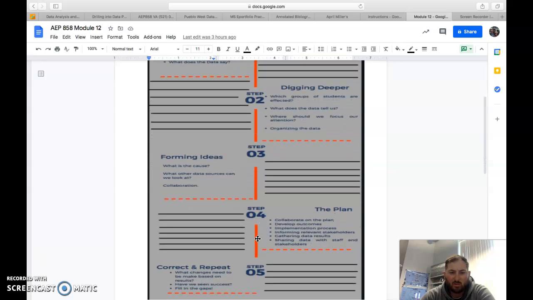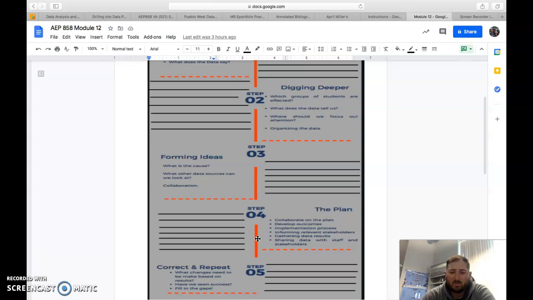Step three, forming ideas. What's the cause? What's causing the issue? What other data sources can we look at? Can we look at state testing? Whatever the issue may be, what other data sources can we look at? And collaboration amongst the staff and administration.